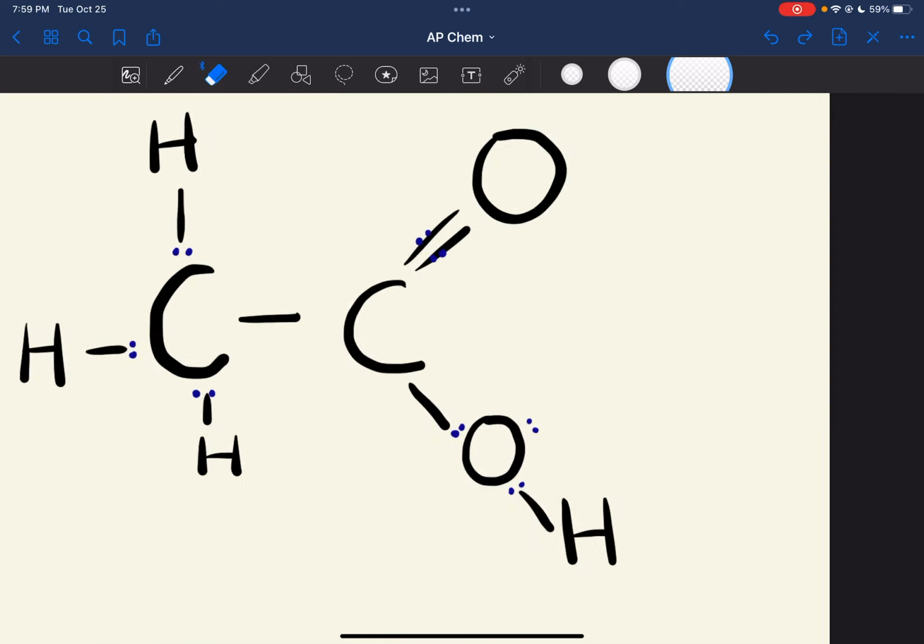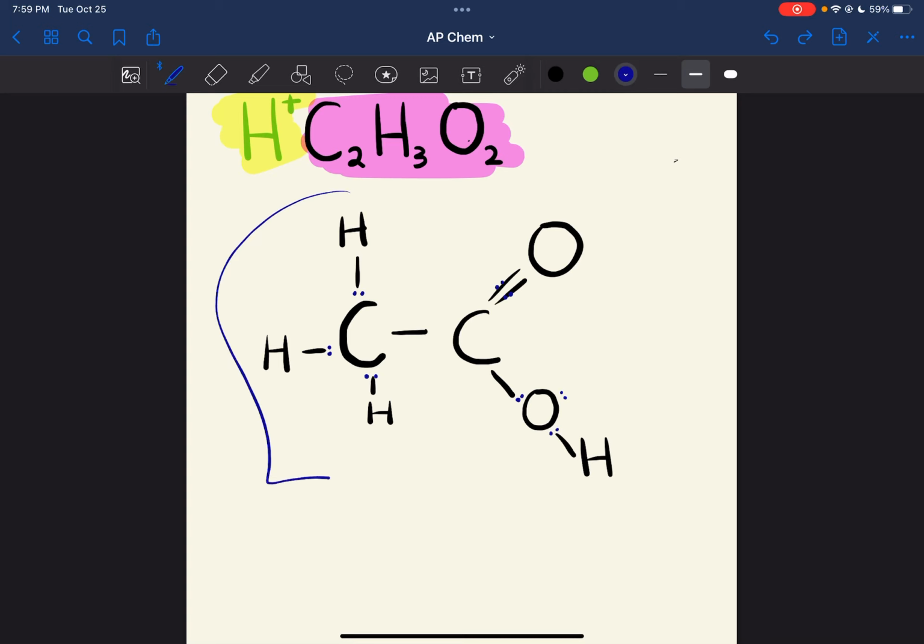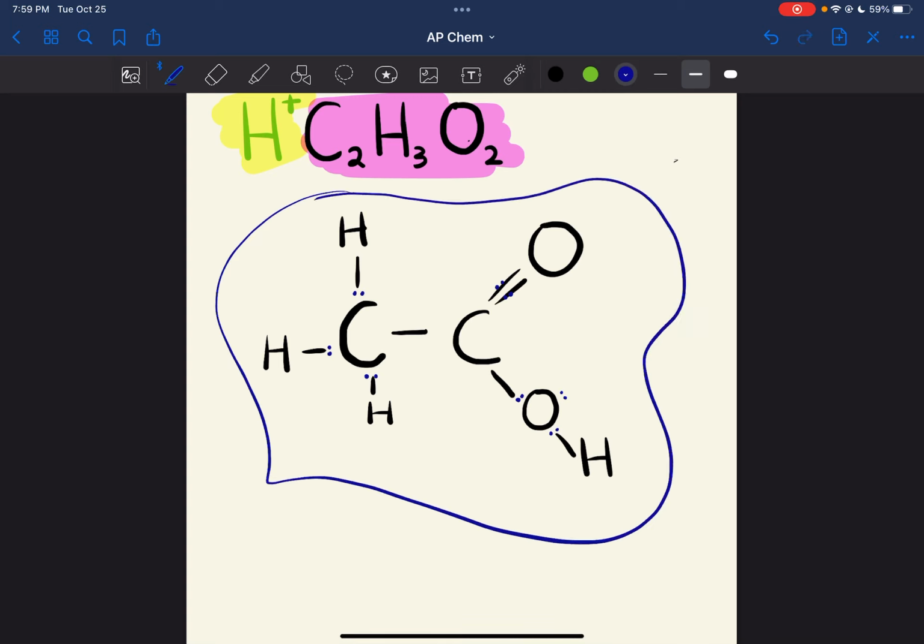is here. Now you have a lot of different ways you could draw this structure, but this is the way I draw it, and this is what makes the most sense to me.